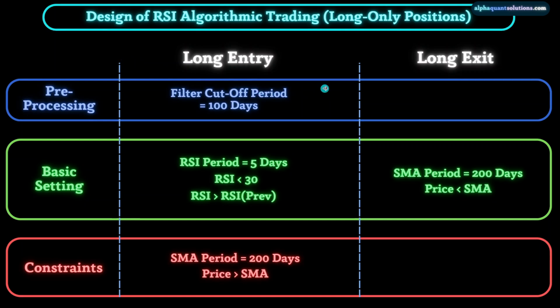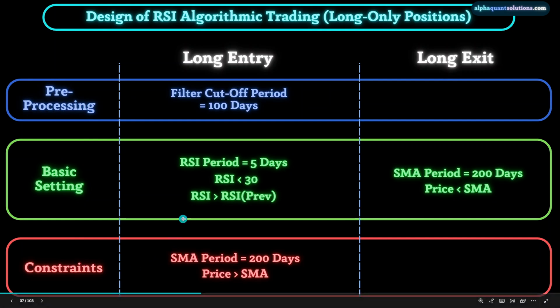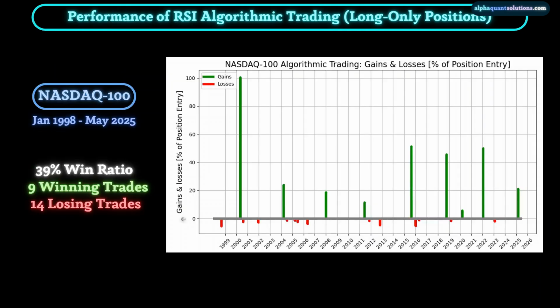Now, as a reminder, this is our simple algorithm that we just illustrated using the dashboard with the 3 steps: the pre-processing, the basic setting, and the constraints. Now, suppose we were to apply this algorithm to the Nasdaq, but on a much longer time period, spanning from January 98 until May 2025. What would we see? Well, this chart shows you exactly that.